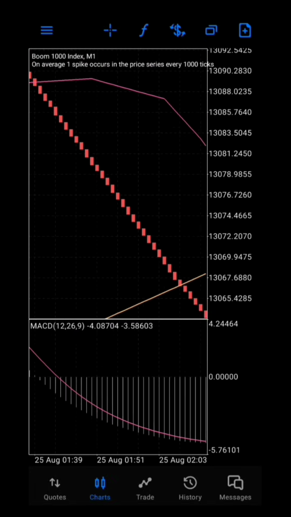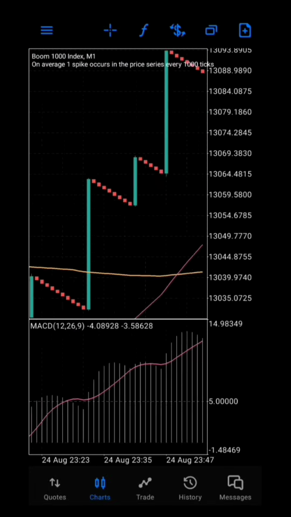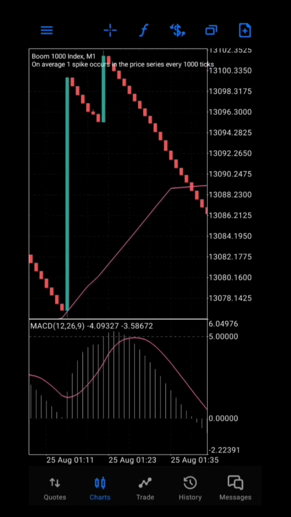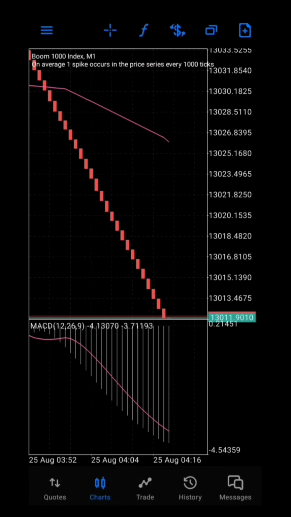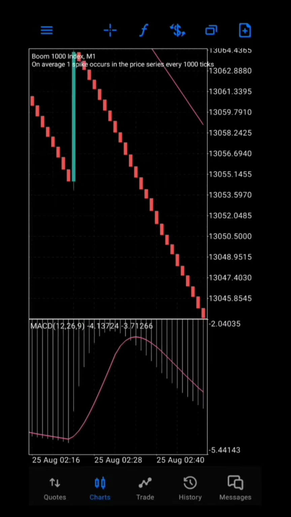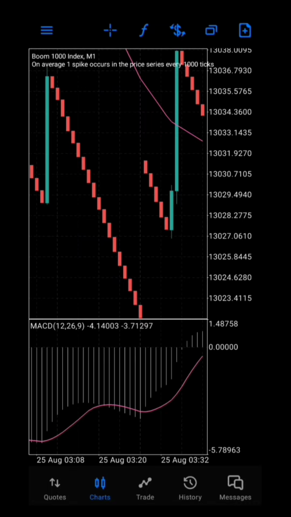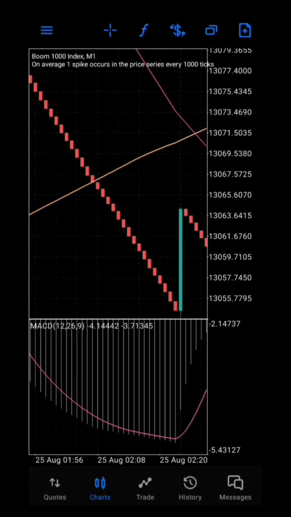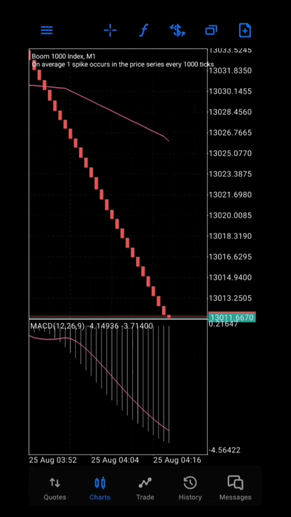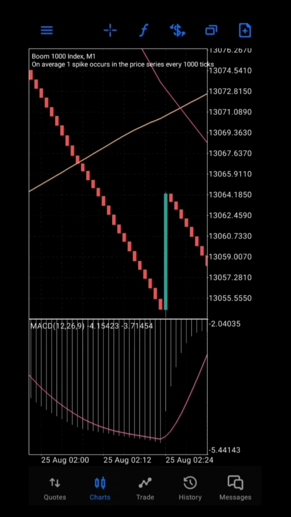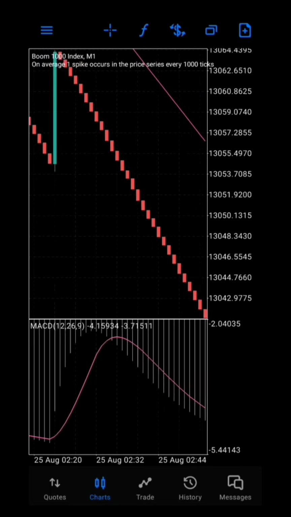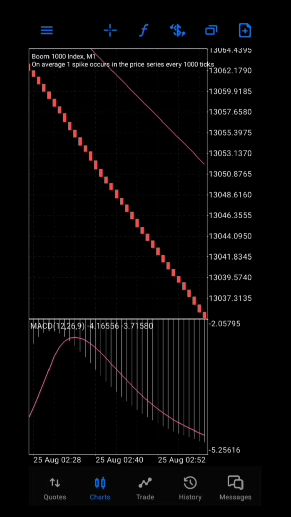So without explaining how the strategy works, you will notice something. So this pink line here is the 50 moving average, while this yellow line is the 200 moving average. Actually, the 200 moving average is used to know the trend of the market. I use the 200 moving average to know the trend of the market, uptrend and downtrend. I probably will make a video explaining that.